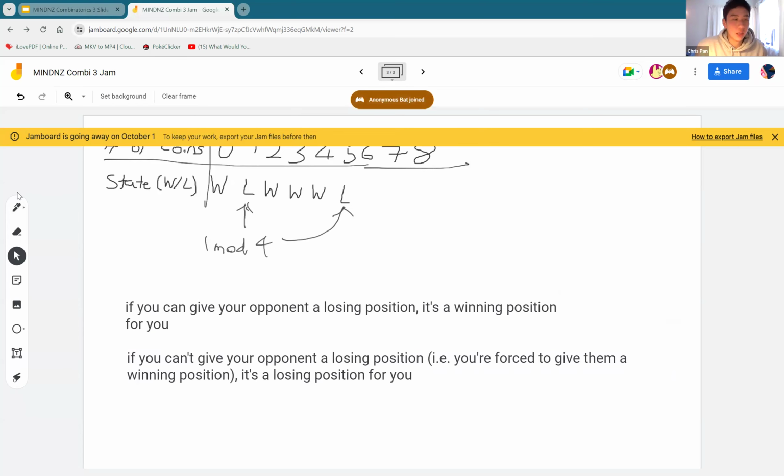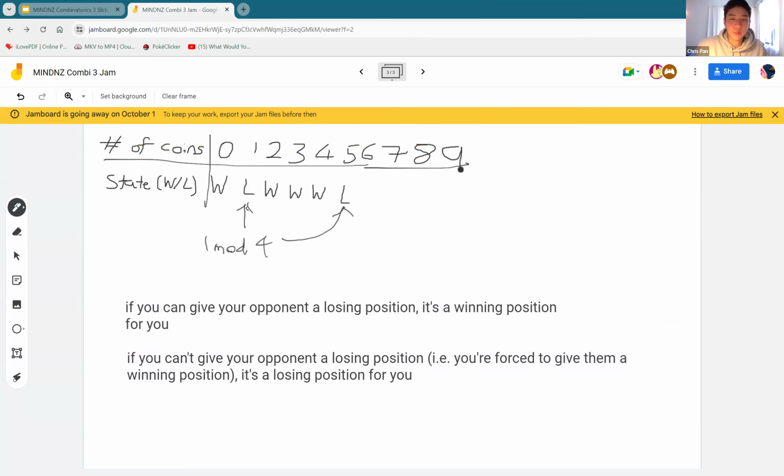So if you just keep extending this pattern until maybe you notice something, you notice that for the next three things, it's a win because you can always send it to a loss. But then for the next one, for nine, it's a loss because you can't send it to another loss. You have to give your opponent a win. So it goes win, lose, win, win, win, lose, win, win, win, lose.